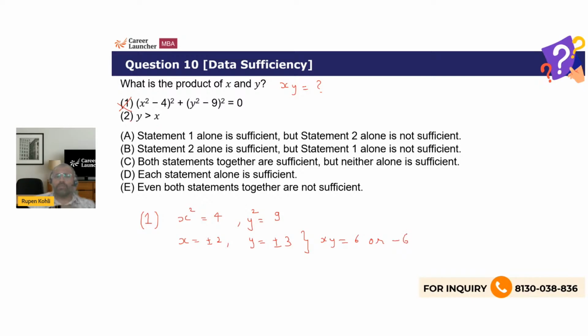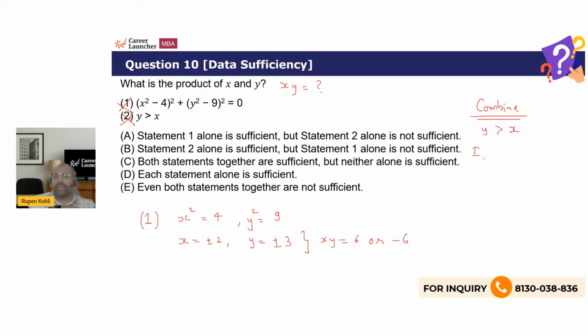Second statement obviously is not sufficient because it is not helping me to find any numerical value of x and y. There is no data over there to be able to find x and y. So the only thing left is that we see what happens if we combine both the statements. So on combining, we need to have this combination of values of x and y, plus or minus 2, plus or minus 3, as well as we need to satisfy the condition that y needs to exceed x.